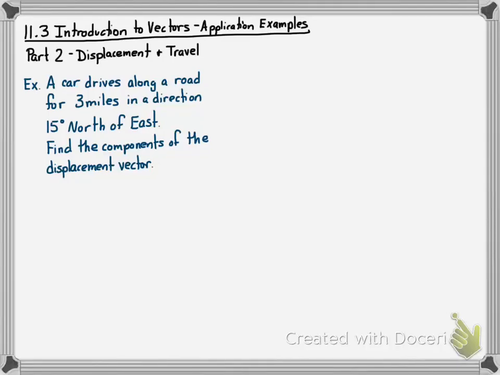In part 2 of our collection of videos on application examples of vectors, we're going to look at an example that involves displacement and travel. When I think about the word displacement, roughly speaking, it means a net change in location. For those of you that will take physics next semester, or Calculus 1, you will talk about the difference between displacement and distance in those courses. But for now, you can just think of displacement as a net change in location.